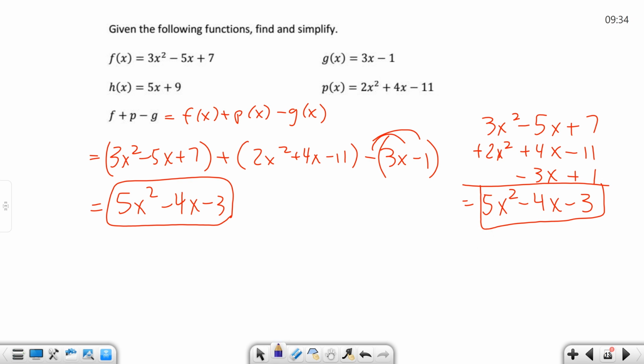There's different ways you could have done that horizontal. You could have done the first two together, which we already knew, by the way. We did f plus p first. You could have taken that function and just subtracted the g of x by changing the signs and then combining like terms. Look, just because I did it this way doesn't mean it's the only way.